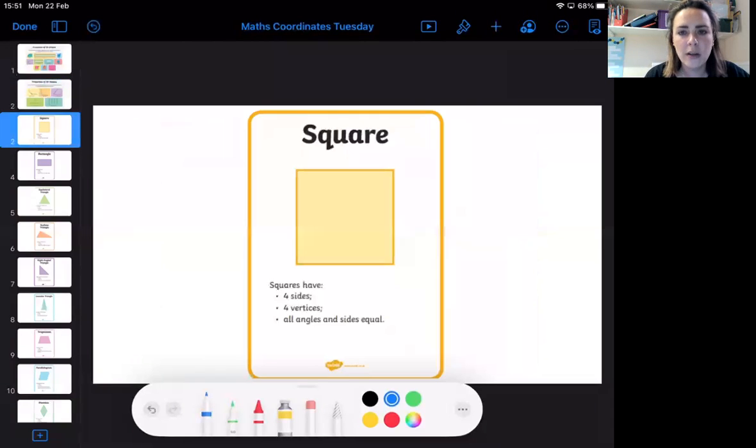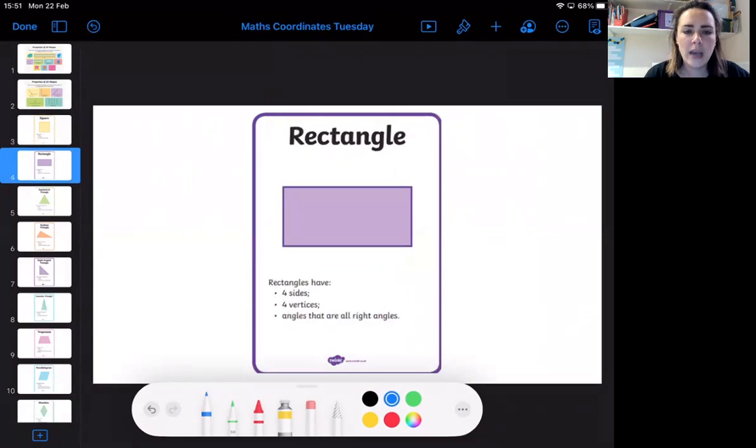Let's have a reminder of some of our 2D shapes, and we will be using those in our coordinates lesson today. A reminder about a square. Squares have 4 sides, they have 4 vertices, and all angles and sides are equal. Be careful when spelling the word square. We have here a rectangle. Rectangles have 4 sides and 4 vertices. All of the angles are right angles. A square is a special type of rectangle with all of the sides the same length.